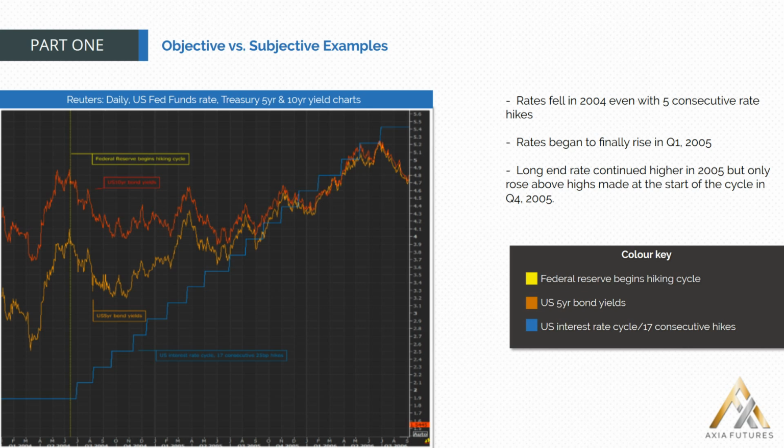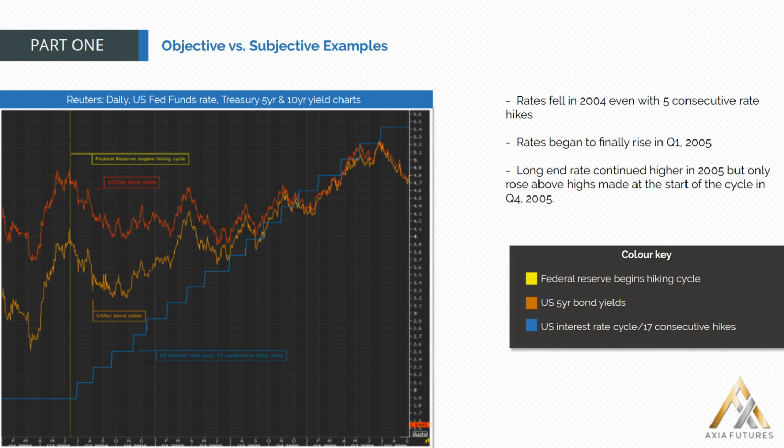How would that have felt? How would it have felt to be offside on an idea that you thought was absolutely flawless based on history? How would that have felt? Then, rates began to finally rise in Q1 of 2005. So after all that pain and torture, finally rates began to rise. However, how far did they rise?